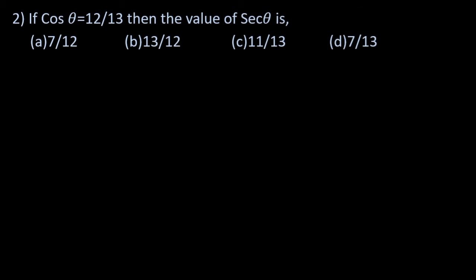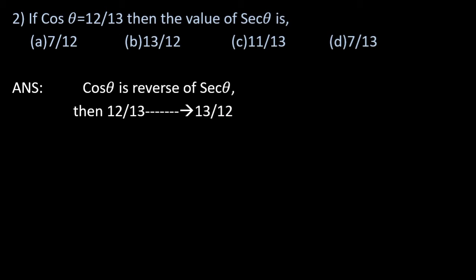Second one: if cos theta is equal to 12 by 13, then the value of sec theta is? Options we have 7 by 12, 13 by 12, 11 by 13 and 7 by 13. It's also the same as the first problem. There we took sine and cosec; here we need to take cos and secant. The reverse of cos is sec. So we have cos theta as 12 by 13, and the reverse of that is 13 by 12. That means numerator will go down and denominator will go up. Therefore option B, 13 by 12 is the correct one.